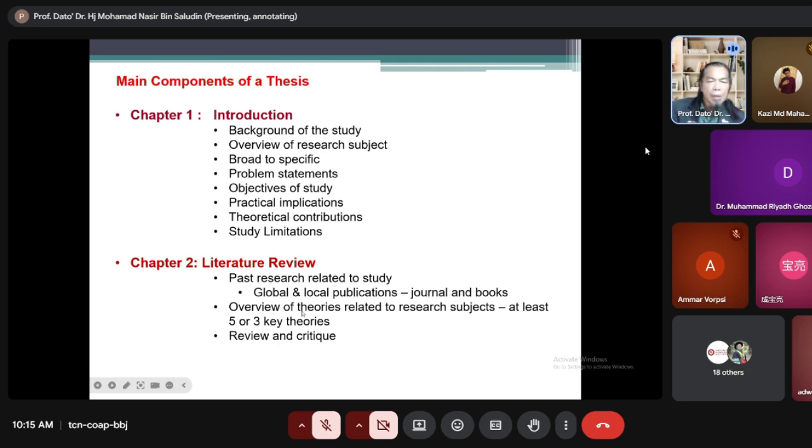Chapter 2, literature review, past research related to the study, global, local publication. You find them from journals and books. Now your library is behind you, in front of you, on the left or right side, you use the computer. You can use so many types of internet to get the article. You choose the free one. You don't choose the one you have to buy. The free one is better too. You cannot spend much money on your research. Overview of the theory related to the research subject, at least 5 or 3 key theories, review and critique.